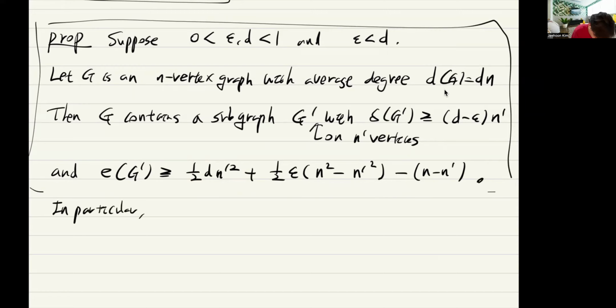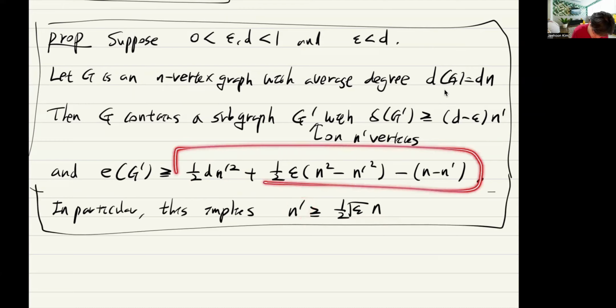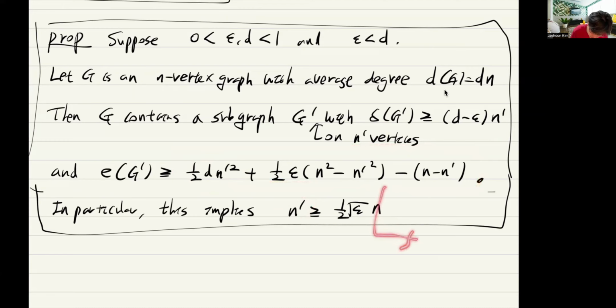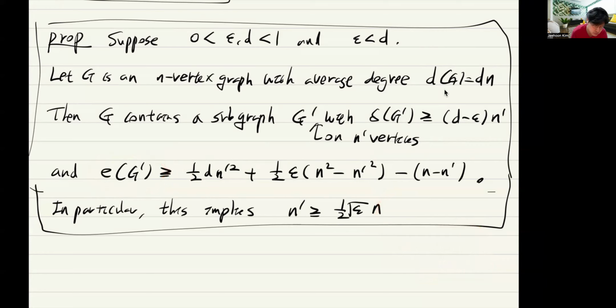In fact, what it implies is that n prime is at least half times, say, square root epsilon n. Why? If n prime is smaller than that, then if you just compute this, that's bigger than n prime choose 2. But this is an n prime vertex graph. It cannot have more than this many edges. And we will not prove this proposition.